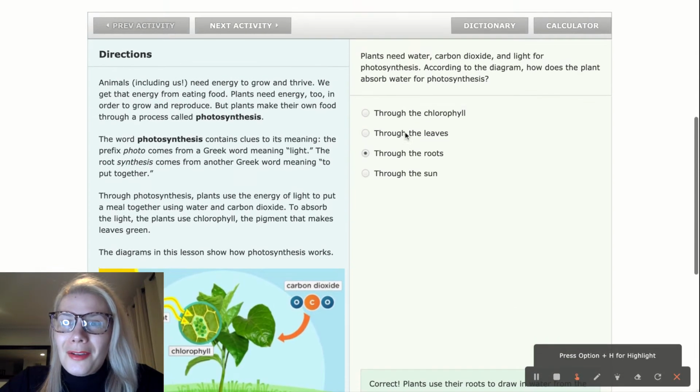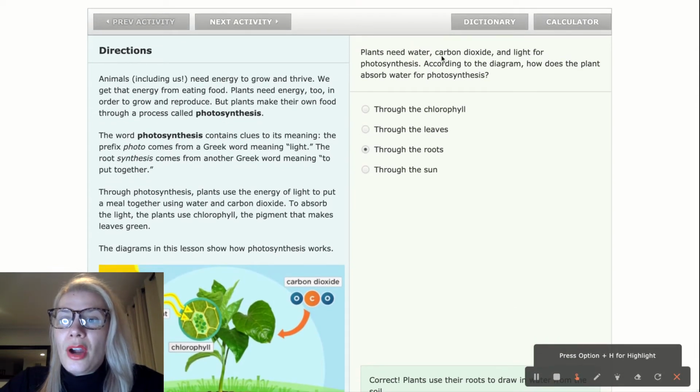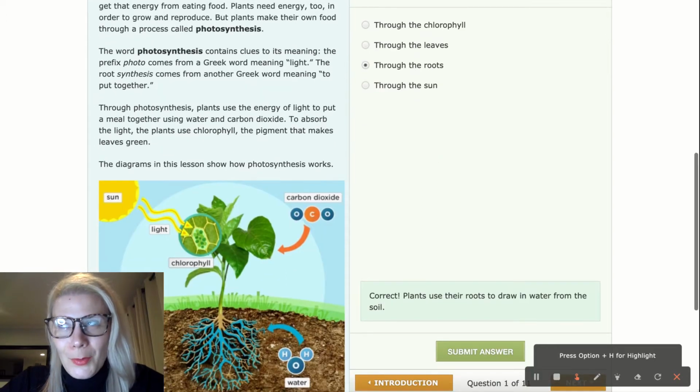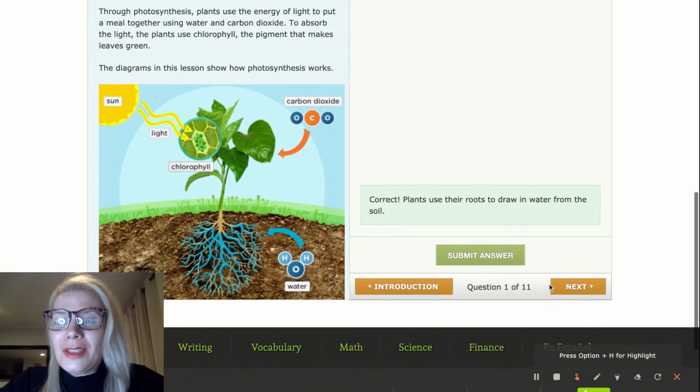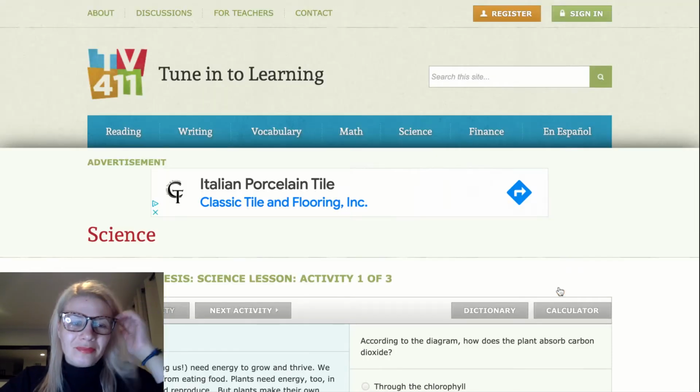So let's look at the question. Plants need water, carbon dioxide, and light for photosynthesis. According to the diagram, how does the plant absorb water for photosynthesis? Well, I kind of put the answer there. It's through the roots. I know that because I looked at this image. So I'm going to move on to the next part.